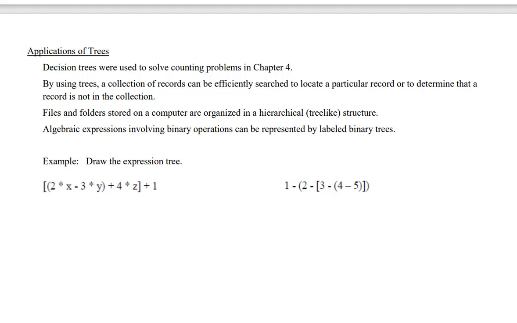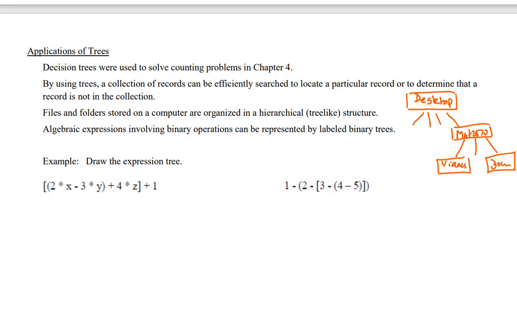Similarly, files and folders are stored in a computer this way. If you look, there is a desktop, and then under the desktop you have many files, and maybe one is Math 2570. Under this Math 2570 maybe you can find a videos folder, then maybe document files, and so on. So this is a structure just like a tree.